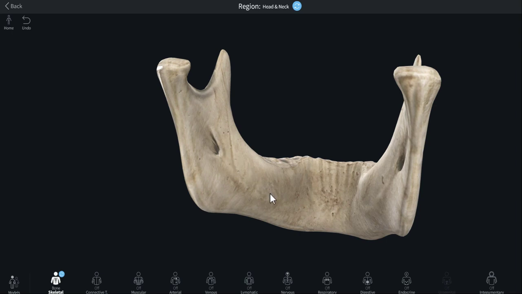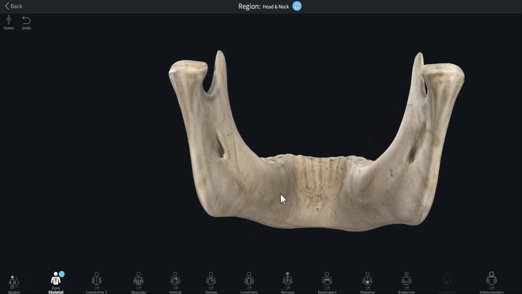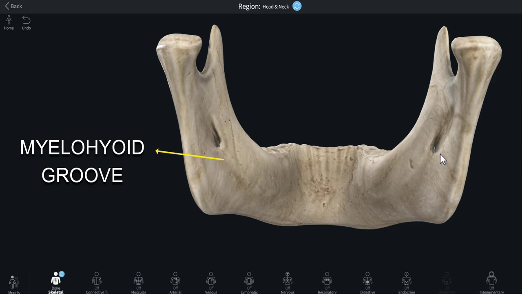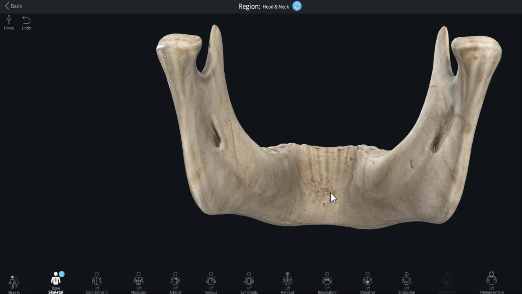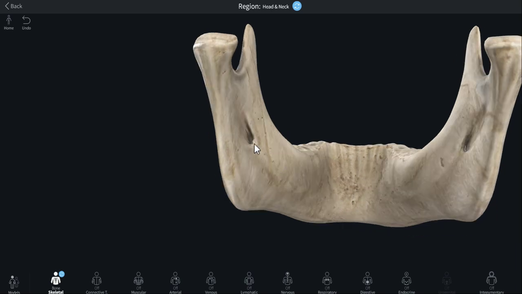Now let's get on with another important structure. This is quite clearly demarcated in this model. Can you see this groove here and here? Just from the mandibular foramen, there is a groove running. This is quite well demarcated in this model. I'm quite happy for that. This is the mylohyoid groove. We have the mylohyoid line going like this, and we also have this mylohyoid groove. The mylohyoid line provided attachment to the mylohyoid muscle.